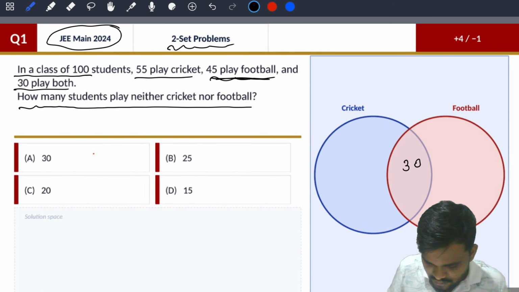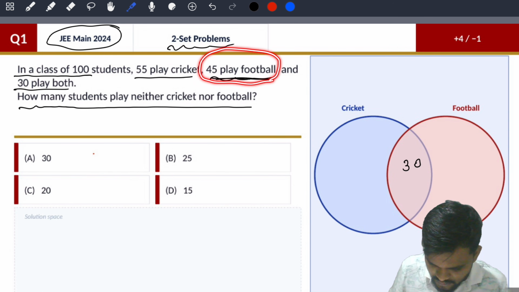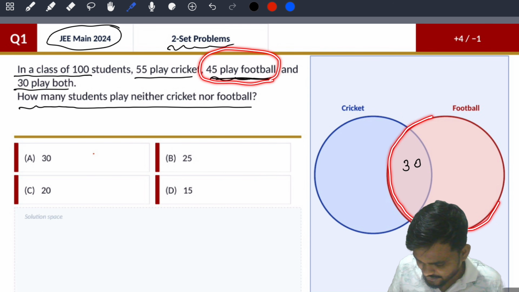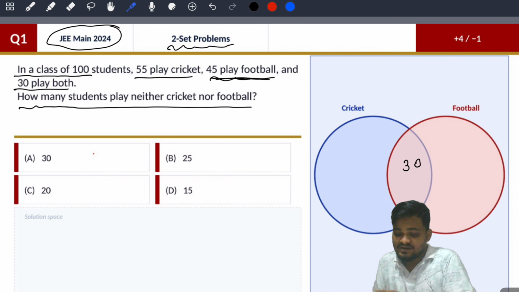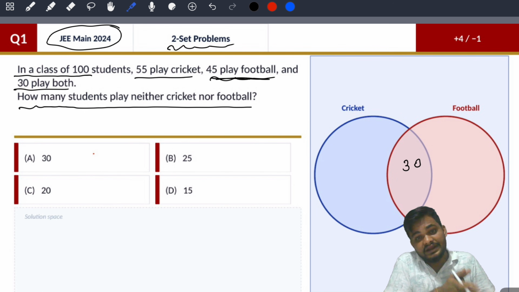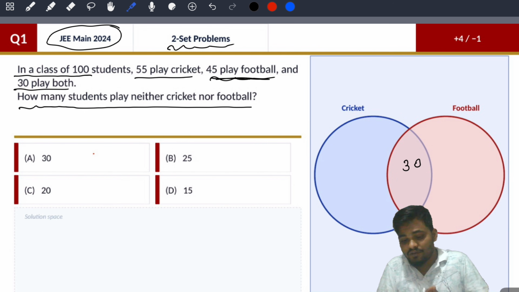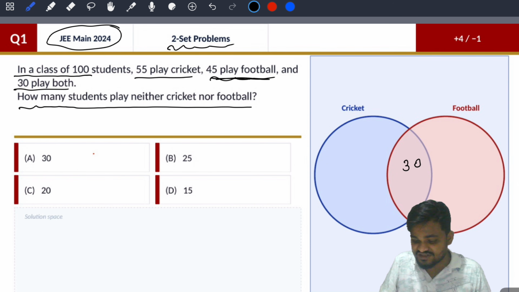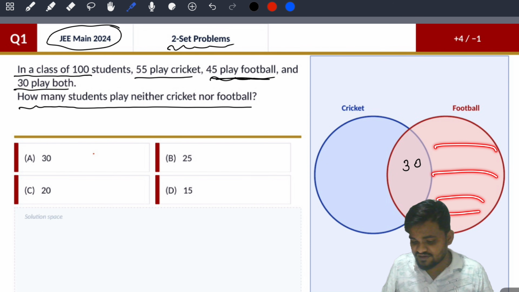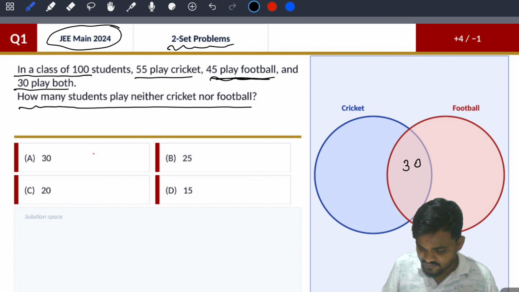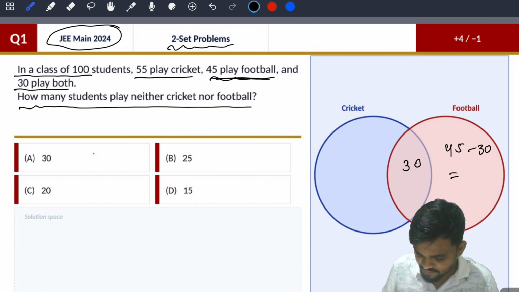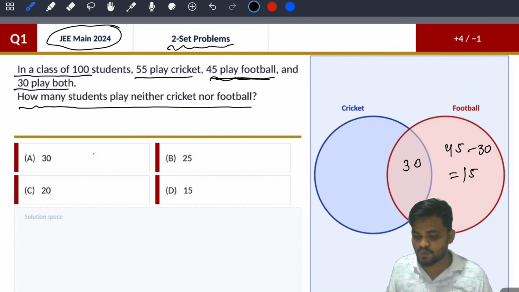45 play football, but this is my football, right? So this should be 45. Out of 45, 30 play cricket and football. So how many play only football? Since this region is our only region, correct. This is my only region. So how many played only football? 45 minus 30 means 15 play only football.